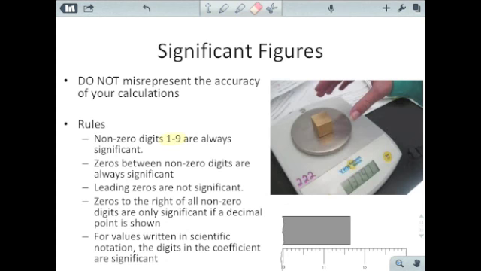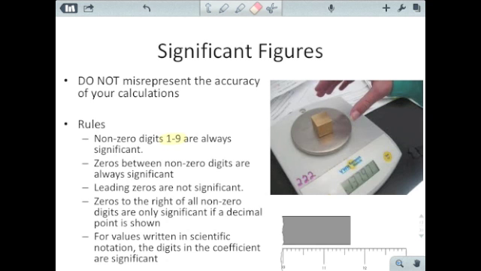Continuing on, our next rule is leading zeros are not significant. So say I have 0.0256. Okay, we know that all non-zero digits are going to be significant, so the 2, the 5, and the 6 are going to be significant. But since these zeros are in front, we call them leading zeros. They're not significant. So in 0.0256, we only have 3 significant figures.